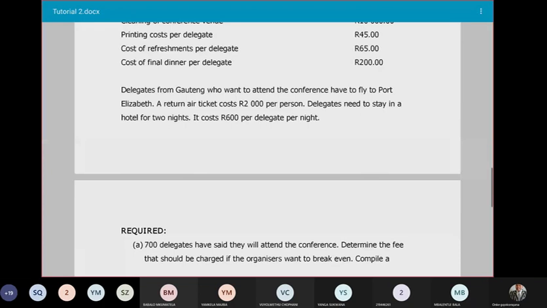700 delegates have said they will attend the conference. Determine the fee that should be charged if the organizers want to break even. Compile a marginal income statement to determine the fee per delegate.